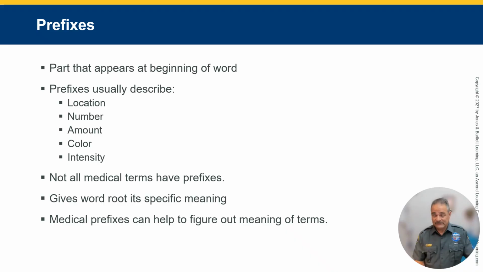Okay, so prefixes. A prefix is the part of the term that appears at the beginning of a word, such as hypo, hyper, those kinds of things. That prefix usually describes a location, a number, an amount, a color, or an intensity. Not all medical terms have prefixes, okay? A prefix gives the word root its specific meaning.